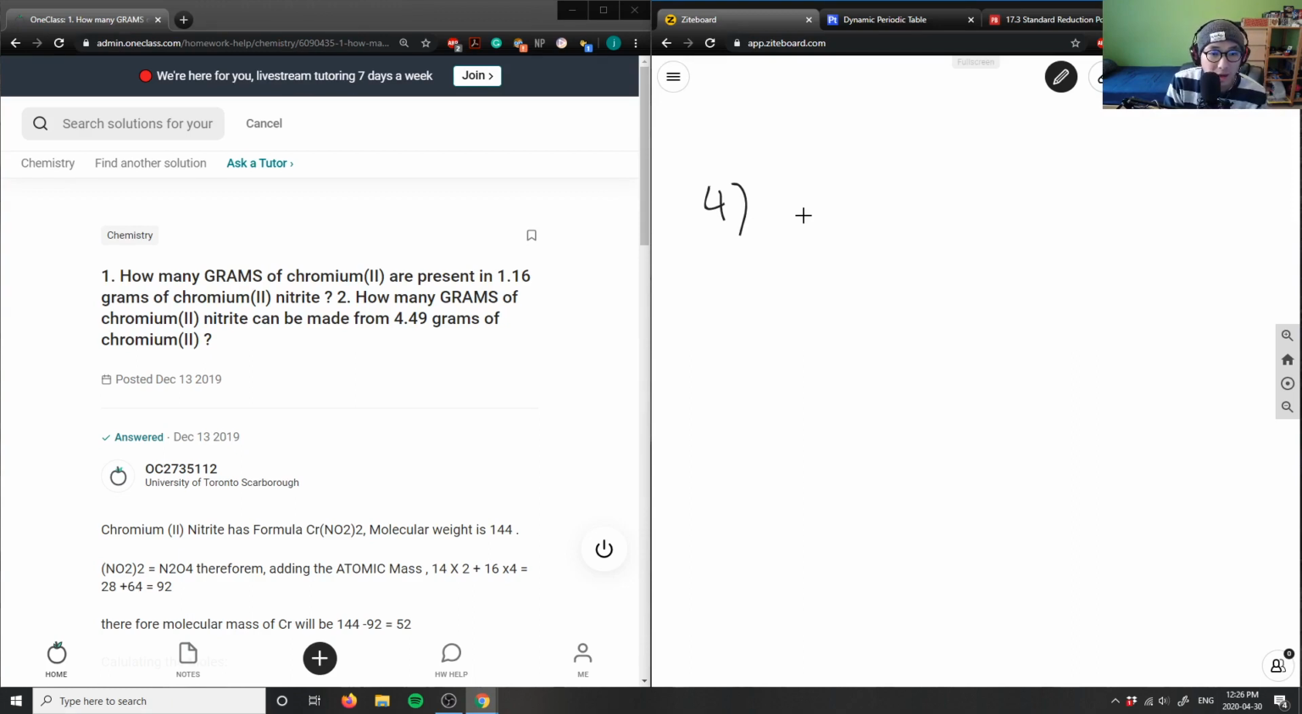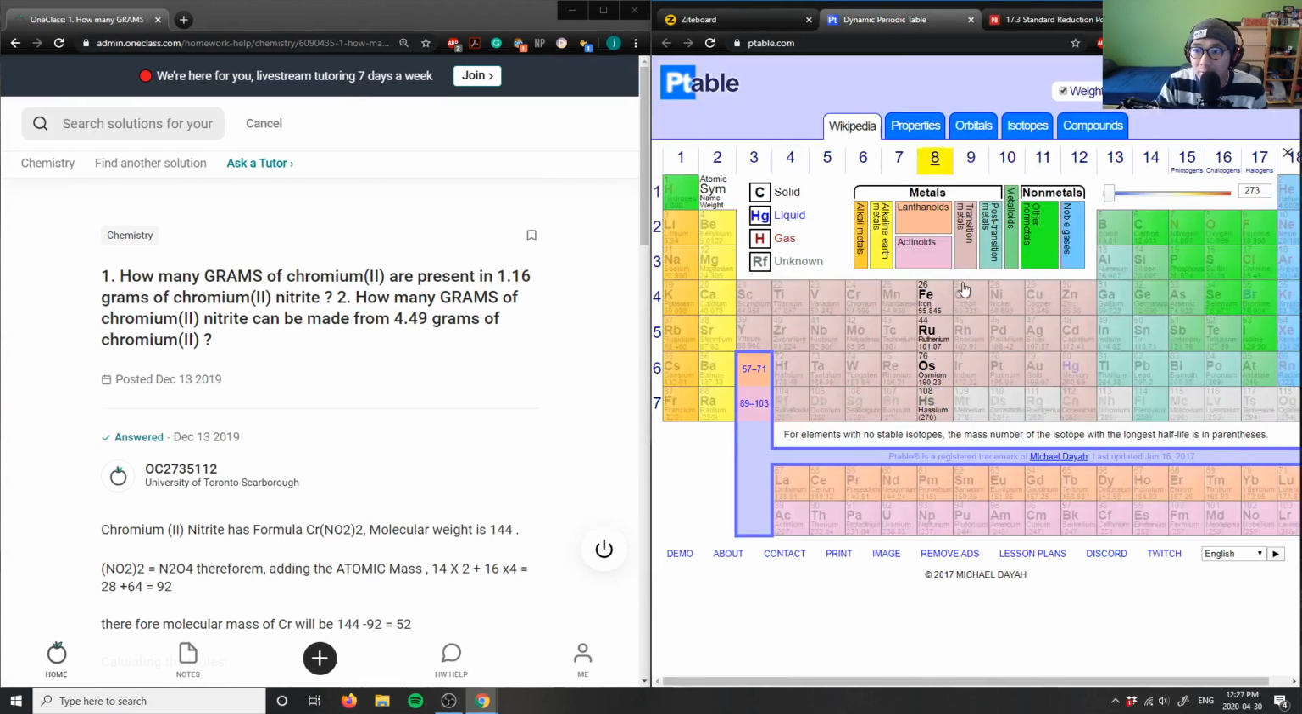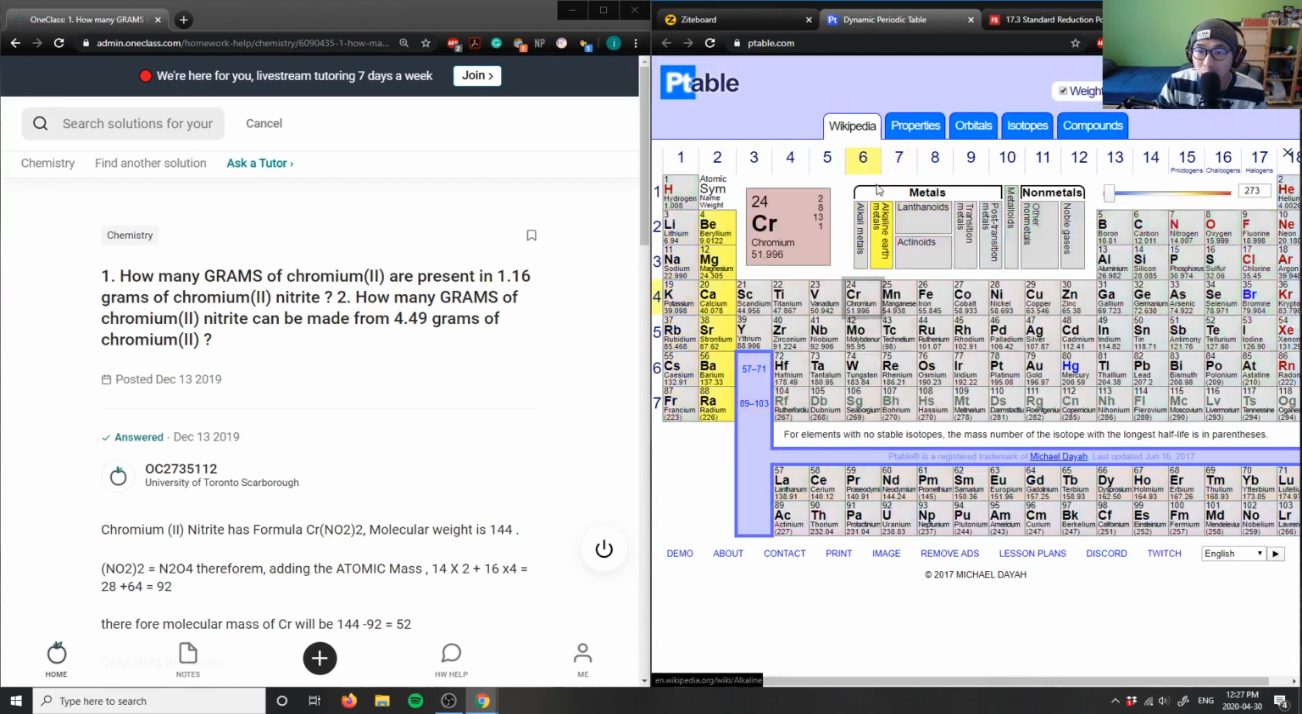and I have 1.16 grams of chromium nitrate. So let me write this down. 1.16 grams of chromium nitrate. So chromium here, I'm going to look at my periodic table. Chromium here belongs in group 6 here. So Cr here.